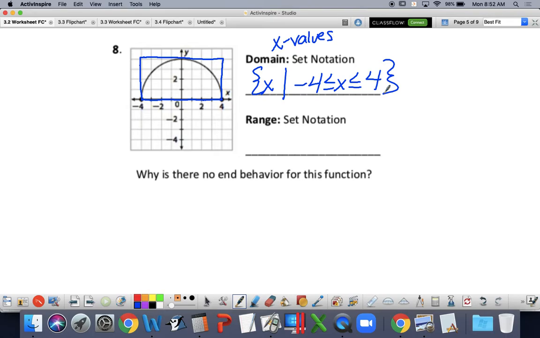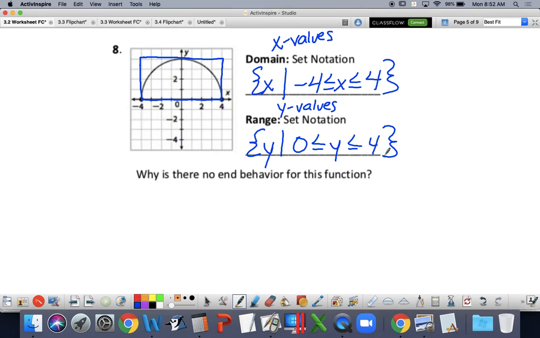Now your range is your y values. So you just look on your y-axis, what's the lowest it goes? 0. What's the highest it goes? 4. So I have for all real numbers y such that, and we go all the way from 0 to 4. Again, it had to be in that fancy notation.